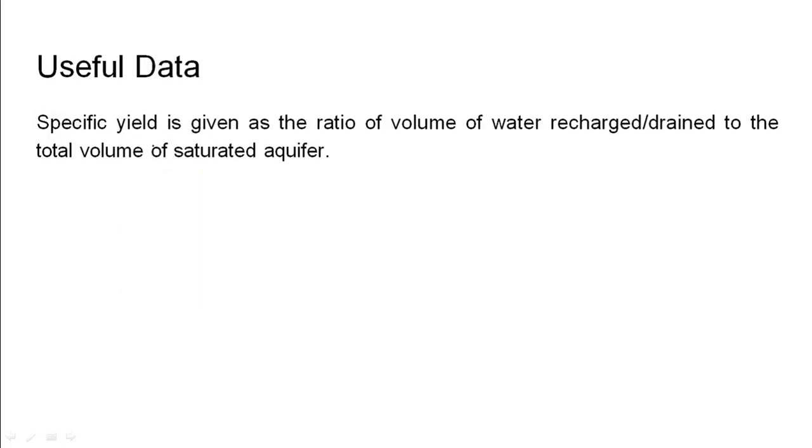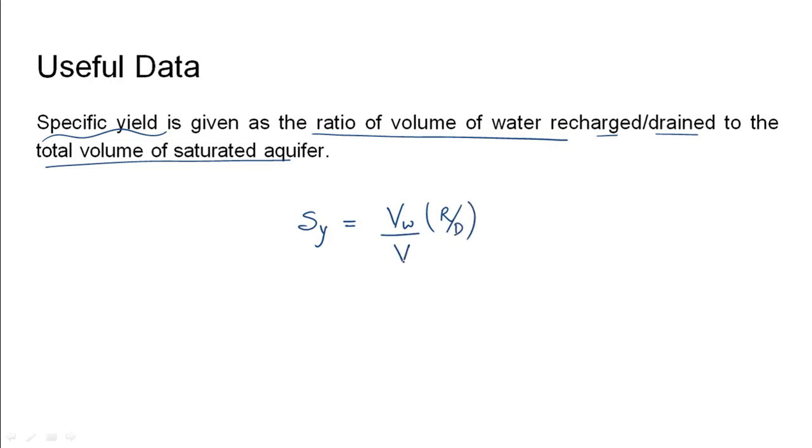Coming to the useful data, one needs to know about the term specific yield to solve this problem. It is a simple term which is given as the ratio of volume of water recharged or drained from an aquifer to the total volume of the saturated aquifer. It is denoted by SY and it is given as the ratio of the volume of water, it may be recharged water or drained water, divided by the total volume of the aquifer. This will be a pure number, and sometimes we can multiply it with 100 to get it in terms of percentage.